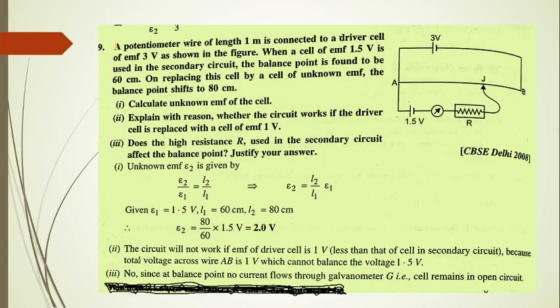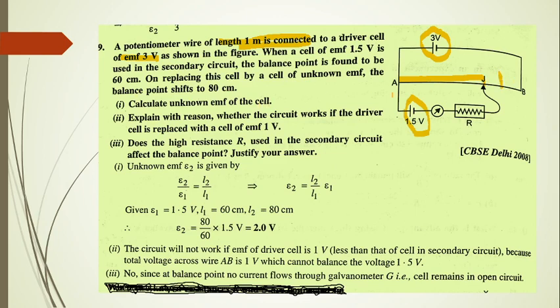Let us discuss a numerical based on the potentiometer. This question was asked in CBSE 2008. The potentiometer wire has a length of 1 meter, and the driver cell has an EMF of 3 volt, as shown in the figure. When a cell of EMF 1.5 volt is used in the secondary circuit, the balance point is found at a length of 60 centimeter. When this cell is replaced by a cell of unknown EMF, the balance point shifts to 80 centimeter. Calculate the EMF of the unknown cell.